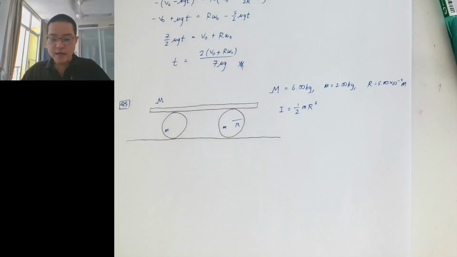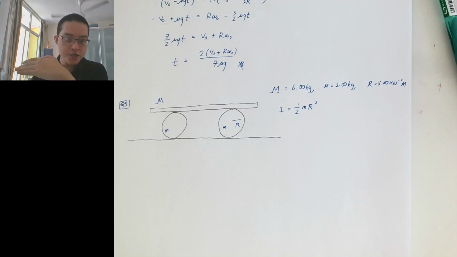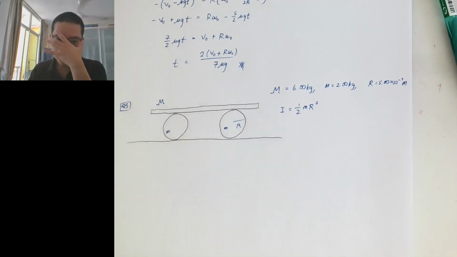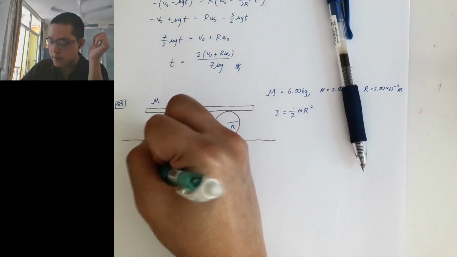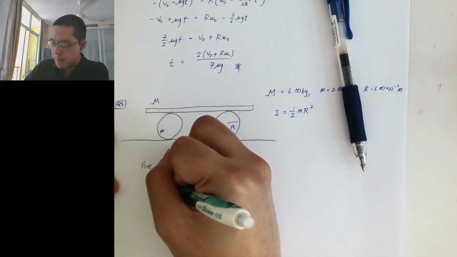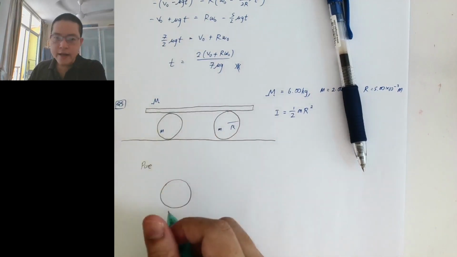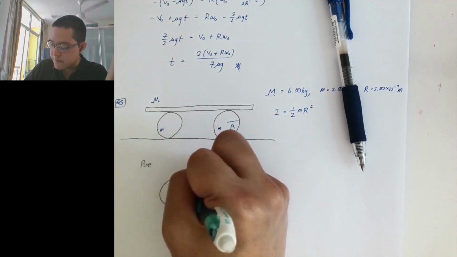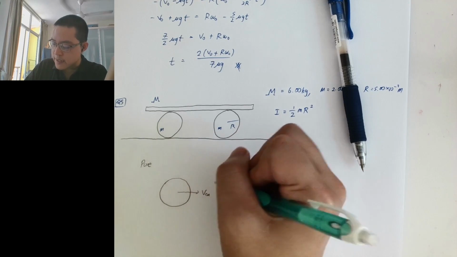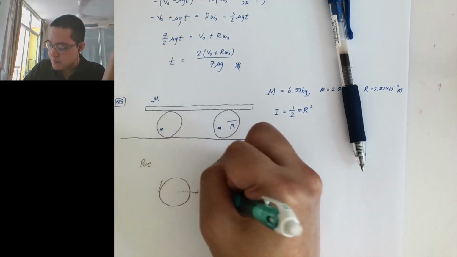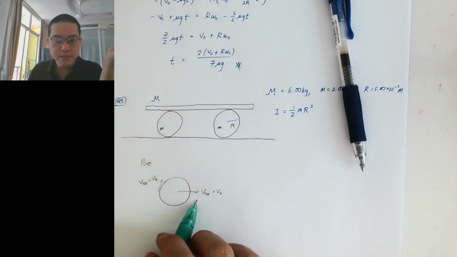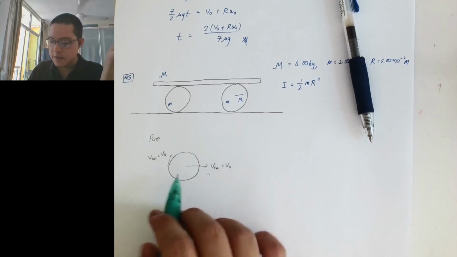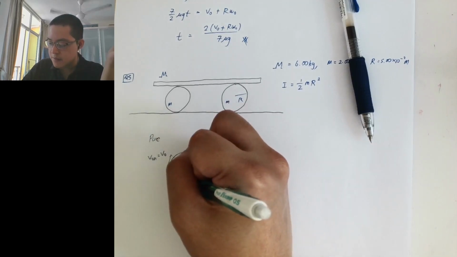So now let's try to answer this question. The first thing that we want to do is to determine the linear acceleration of the plank and the roller. Now this is pure rolling. Remember what I said last time for pure rolling, and I showed you the animation. Pure rolling is where the tangential speed has the same magnitude as the center of mass speed.